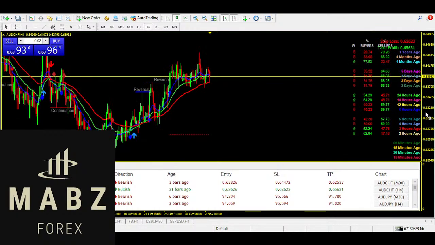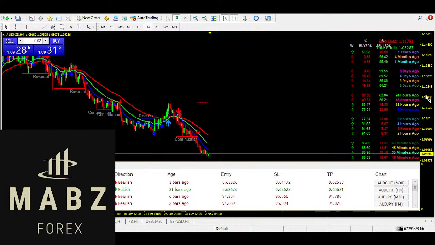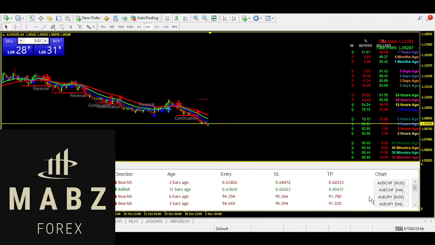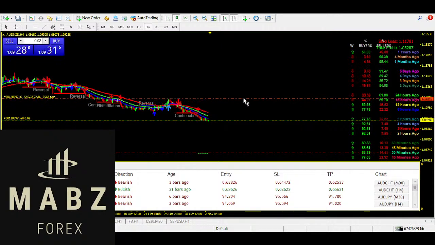Let's see AUD CHF. AUD CHF bullish signal. We can actually jump in for a buy right there, but I'm not gonna get into that one. Looks like the market is kind of ranging. And then AUD NZD, we're just gonna go ahead and open up a sell trade with a small lot size. Take profit is gonna be down there at the bottom at 1.05287, and the stop loss is going to be at 1.11781.